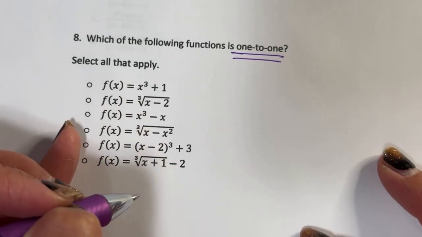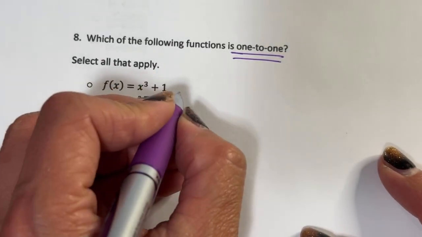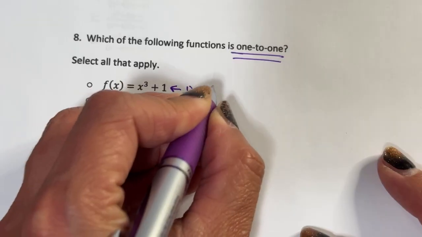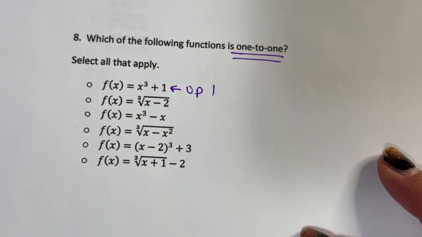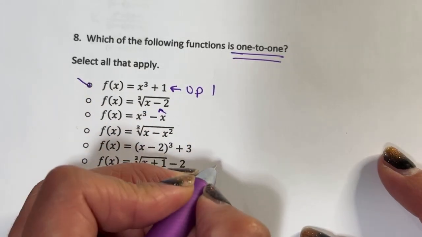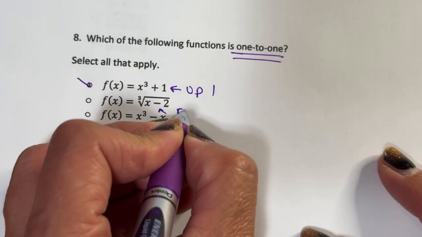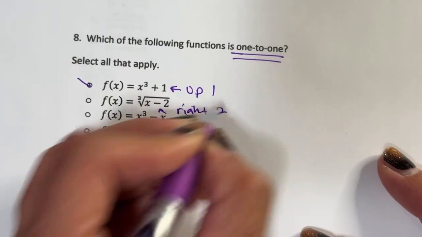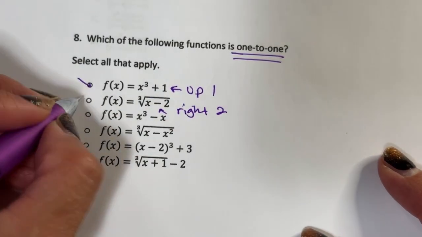So let's investigate each of these. F of x equals x cubed plus 1. We could tell that that is being shifted up 1. That is a shifting of the parent function. That one is 1 to 1. Check. Is this a cube root of x minus 2? The x minus 2 underneath that radical means it's shifted to the right 2. That is a shifting of the parent function. That is 1 to 1.